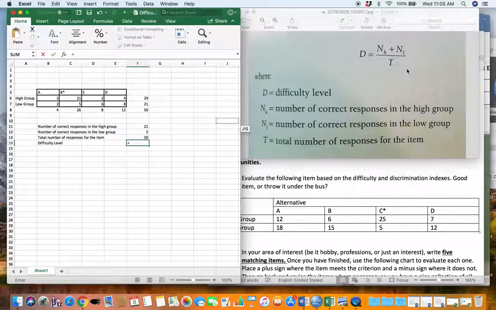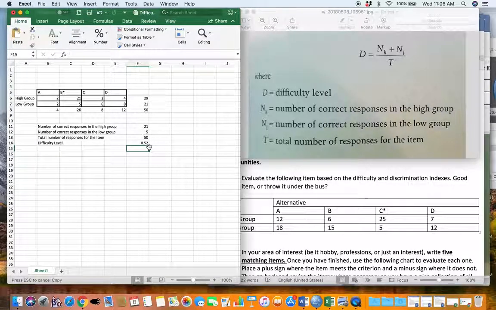Difficulty level, just plug and play. So I'm just going to open the parentheses, number of correct responses in the high group plus the number of correct responses in the low group, divided by the total number of responses for the item. So difficulty level is 0.52. Remember, 0.52 can pretty much be converted into a percentage. So this is going to be 52%.